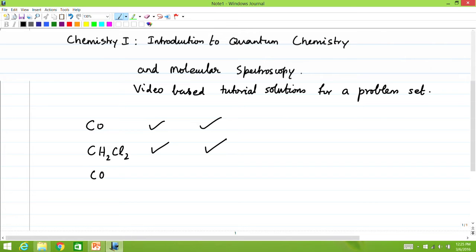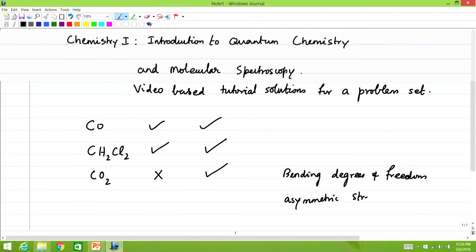Carbon dioxide, which is the third one. Carbon dioxide does not have an electric dipole moment in its equilibrium geometry, therefore, it does not have a microwave spectrum, but it has two motions, the bending degrees of freedom and the asymmetric stretch. In both these normal modes of vibration, the molecule has a changing dipole moment, therefore, it has the infrared spectrum for these two degrees of freedom. The bending mode is doubly degenerate, but there are two frequencies, one for the bending mode and one for the asymmetric stretch.